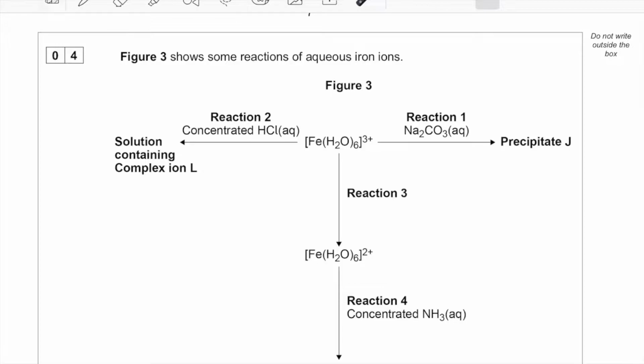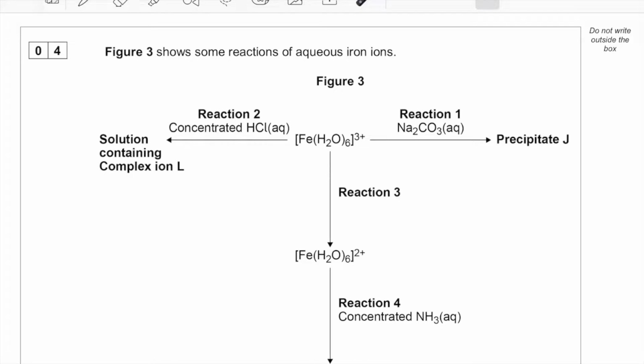So in many respects, reactions of aqueous ions is an extension of transition metals, but I think it's kept separate in the exam specification, really because the reaction of aqueous ions also features aluminium, which isn't a transition metal. So I think that's essentially why it's kept separate, but in many respects, it is an extension of the transition metals topic. So we've got here sort of a reaction.